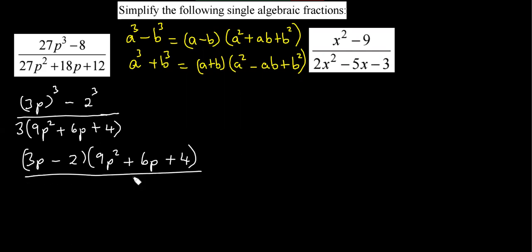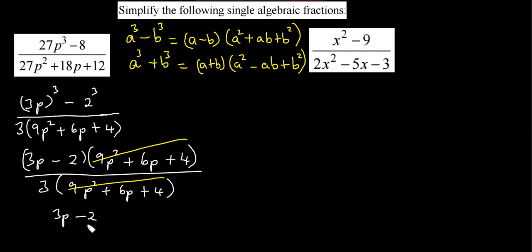Then we go down here. We take out 3 outside, 9p squared plus 6p plus 4. Now you can see what is common here: 9p squared plus 6p plus 4. What do you need to do now? You can cancel them out. And now your final answer will be equal to 3p minus 2 over 3. That becomes your final answer like that. Okay.